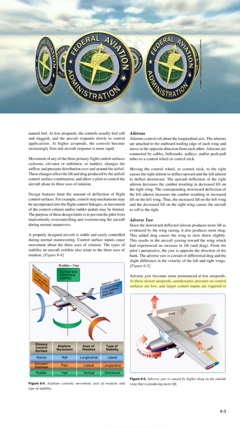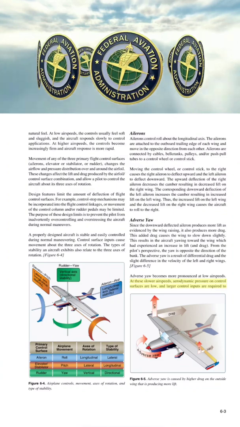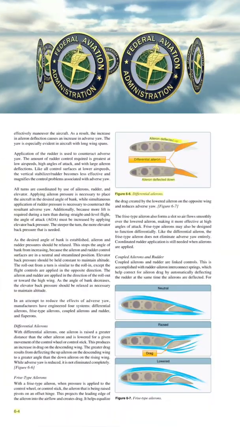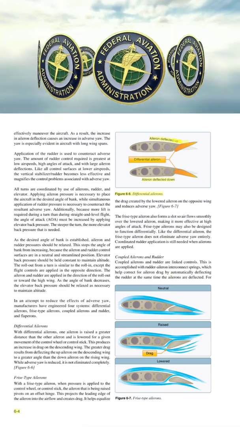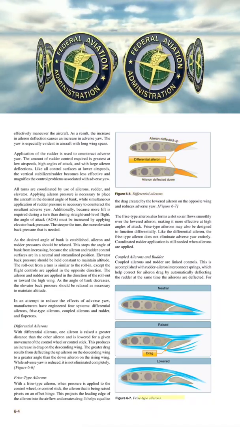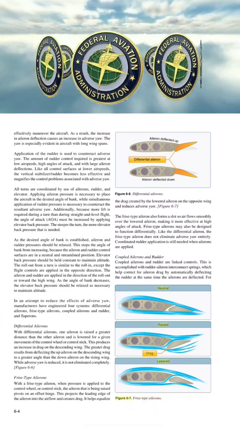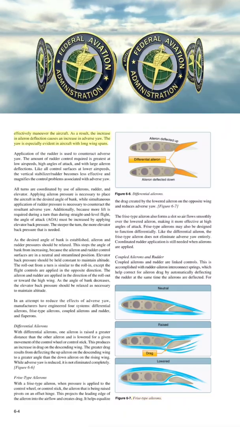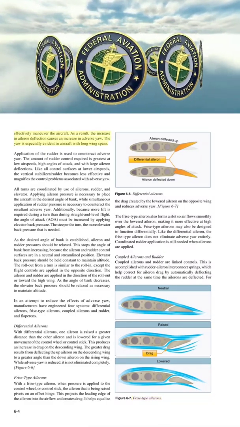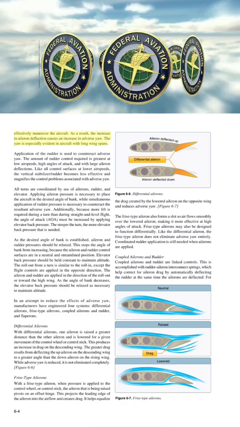Adverse yaw becomes more pronounced at low airspeeds. At these slower airspeeds, aerodynamic pressure on control surfaces is low, and larger control inputs are required to effectively maneuver the aircraft. As a result, the increase in aileron deflection causes an increase in adverse yaw. The yaw is especially evident in aircraft with long wingspans.